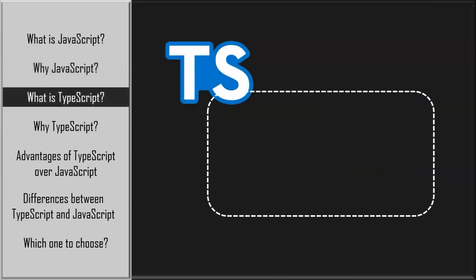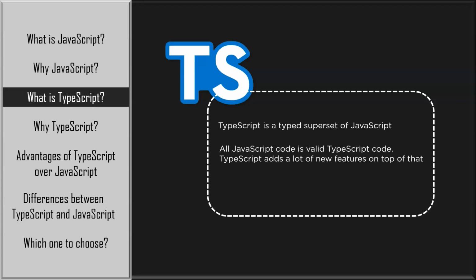Then what exactly is TypeScript? TypeScript is an object-oriented programming language, which is a superset of JavaScript. It's basically JavaScript with other impressive additional features. And all the code written in TypeScript gets compiled to JavaScript ultimately.